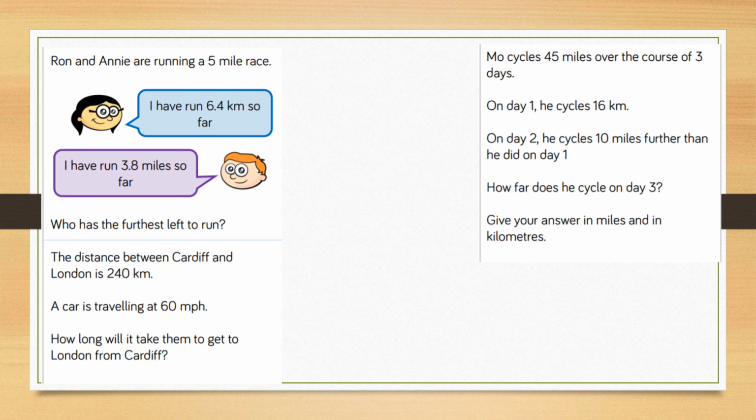So Mo cycles 45 miles over the course of 3 days. On day 1 he cycles 16 kilometres. On day 2 he cycles 10 miles further than he did on day 1. How far does he cycle on day 3? Now remember, that's 10 miles further, so day 2 you'll need to do 2 things: convert from miles to kilometres and then add it on. Okay, so you know that 10 miles is approximately 16 kilometres, and he rode 16 kilometres on day 1, so add another 16 on, that's 32 kilometres he rode. So 32 plus 16 is how many kilometres, and how many miles is that?